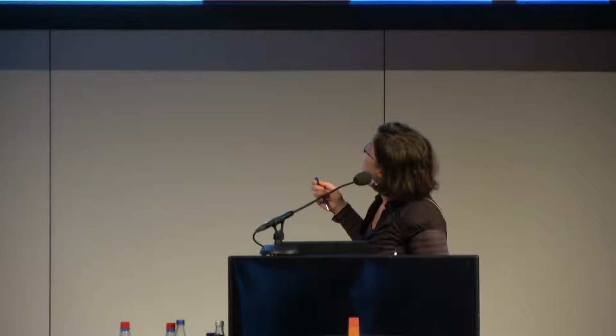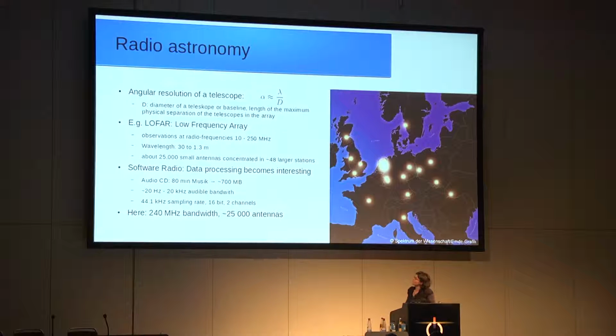The angular resolution of a telescope here depends on the wavelength divided by d. d is either the diameter of the telescope or it's the baseline, so the length of the maximum physical separation of the telescopes in the array. And a nice example is LOFAR, the Low Frequency Array, because they want to observe radio frequencies from 10 to 250 megahertz. So you got really long wavelengths, from 30 to 1.3 meters.